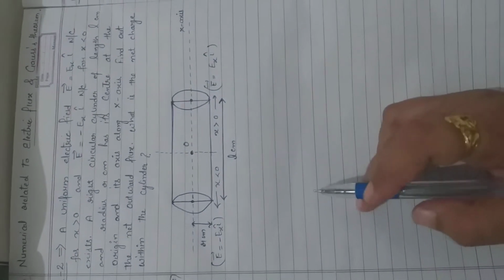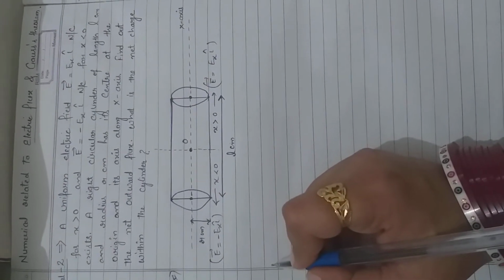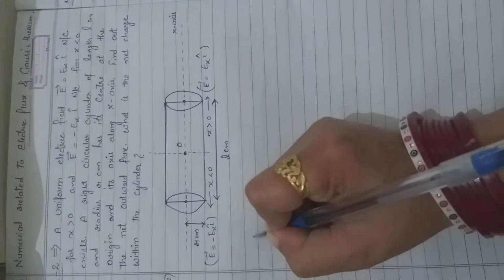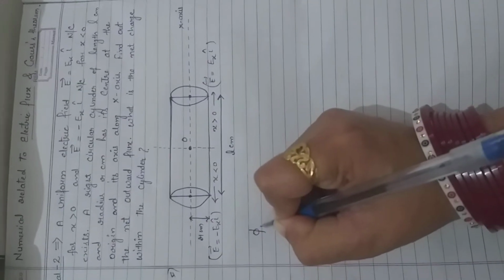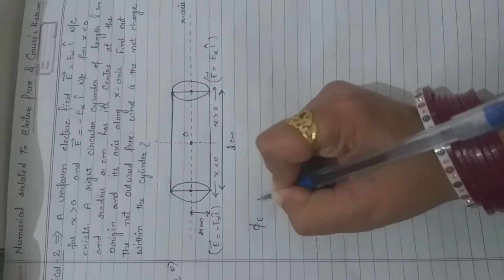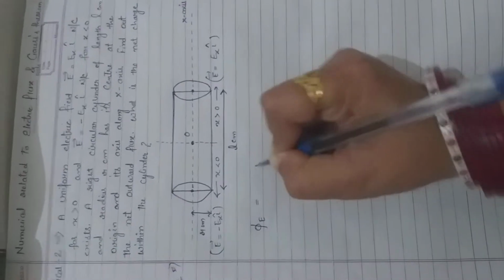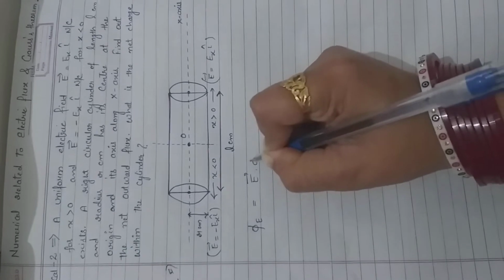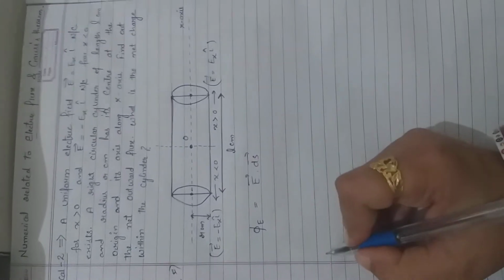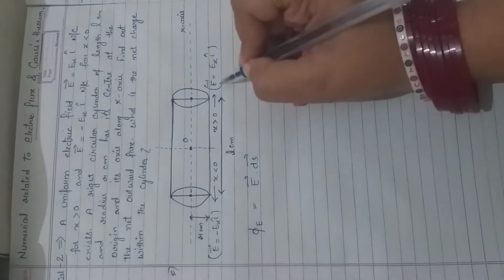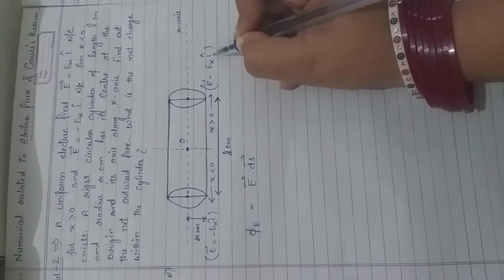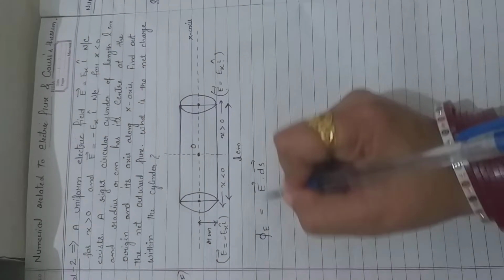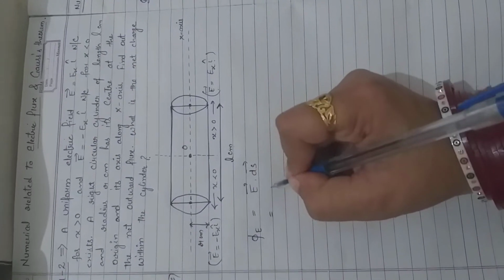Find out the net outward flux. So we have to find the outward flux, and you know the formula for the flux. Flux, represented as phi E, the electrostatic flux, is equal to the integral of E vector dot dS vector. According to the diagram, the electric field is along the x-axis, so it is divided into three parts.